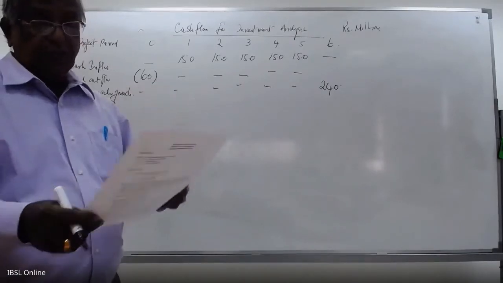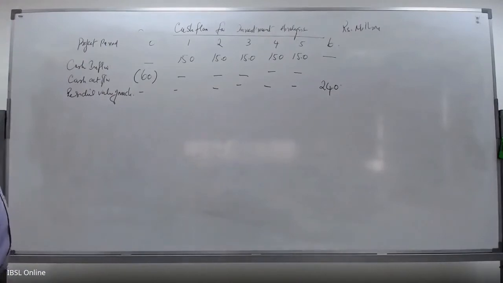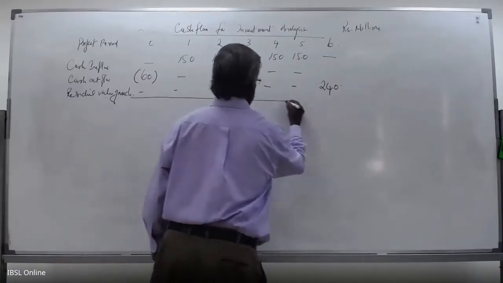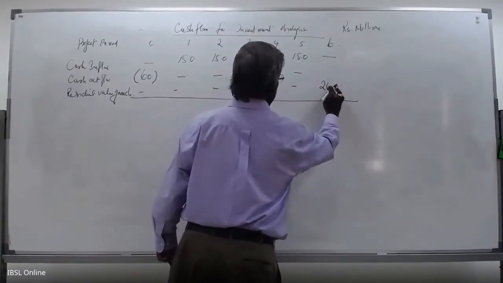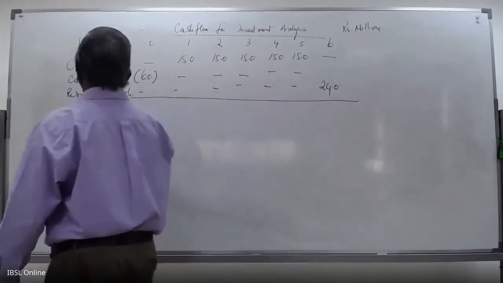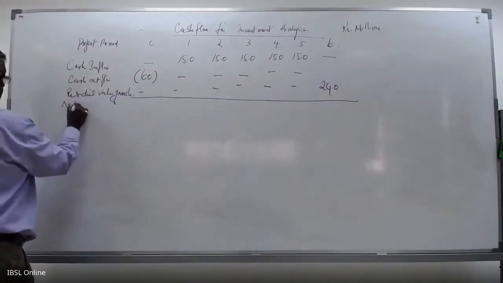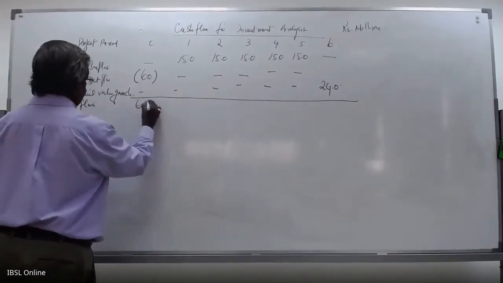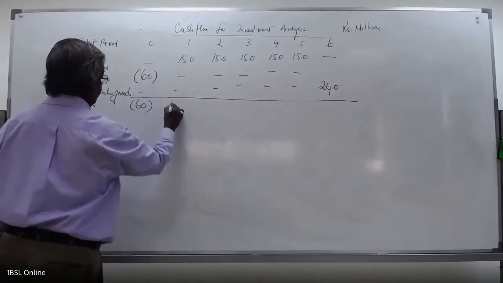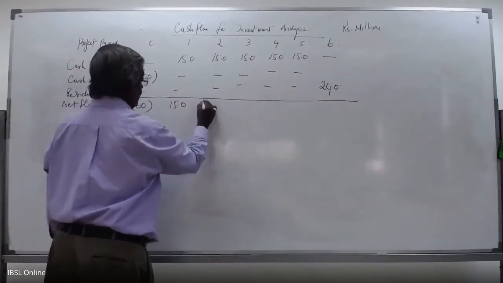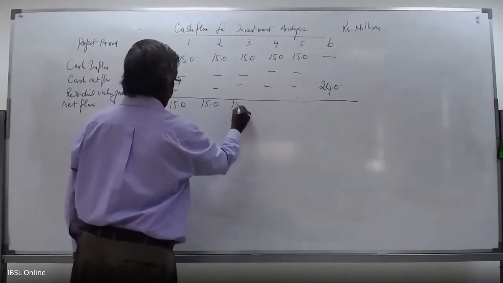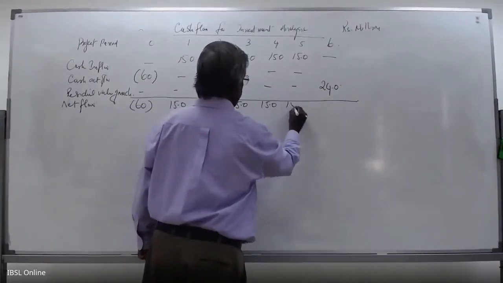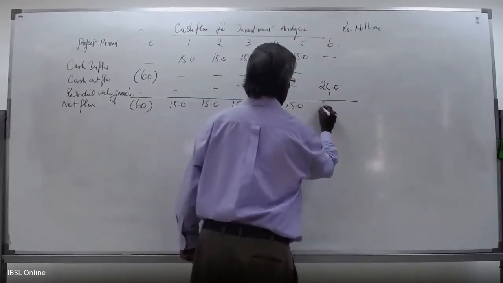So these are the inflows and the outflows. We take the net flow from the investment. Here 60 million, then 15, 15, 15, 15, 15, and 24 million.